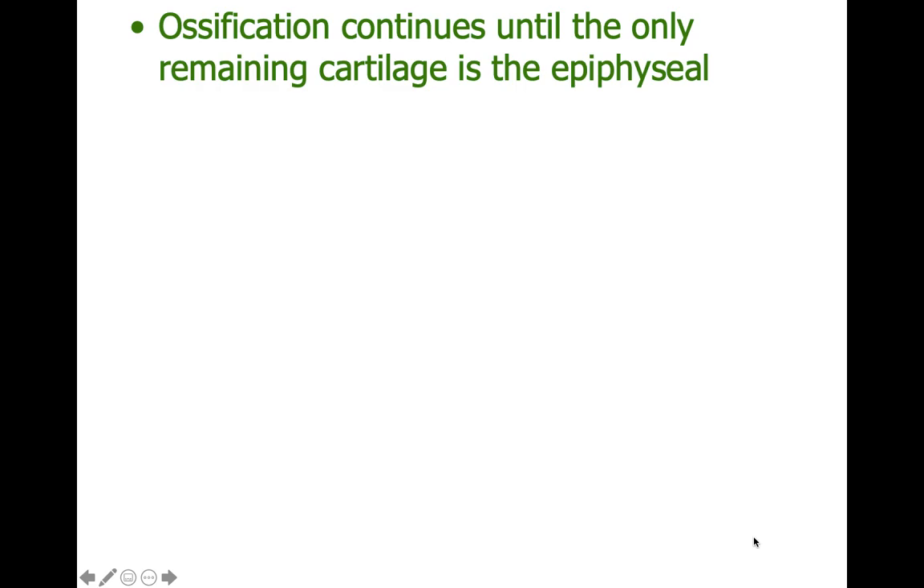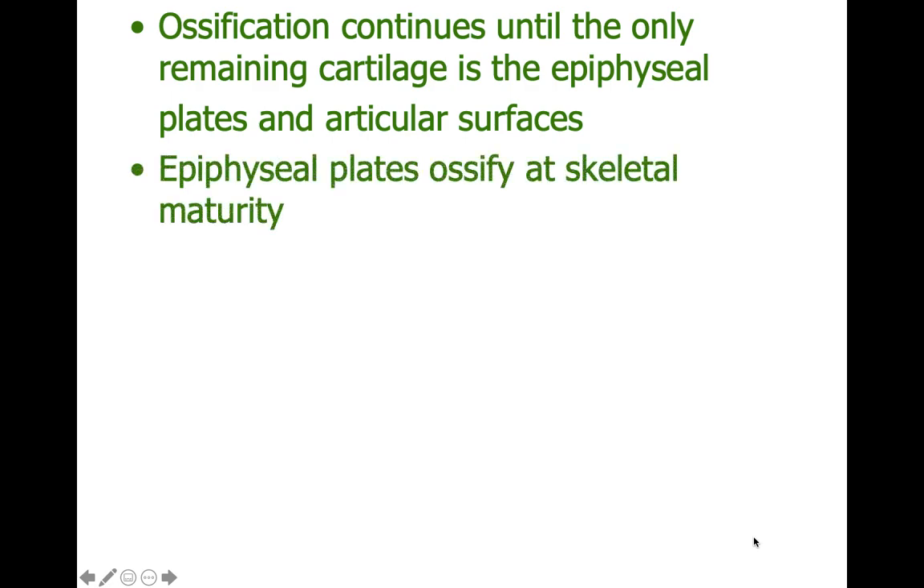Ossification continues until the only remaining cartilage is going to be found in the epiphyseal plates and the articular surfaces. That's where we want our hyaline cartilage to remain, because the epiphyseal plate is going to allow for continued growth, and those epiphyseal plates will ultimately ossify at skeletal maturity. The articular surfaces are the areas where the bone meets bone, and we want that hyaline cartilage to cover the surface so that the bones do not grind on one another.